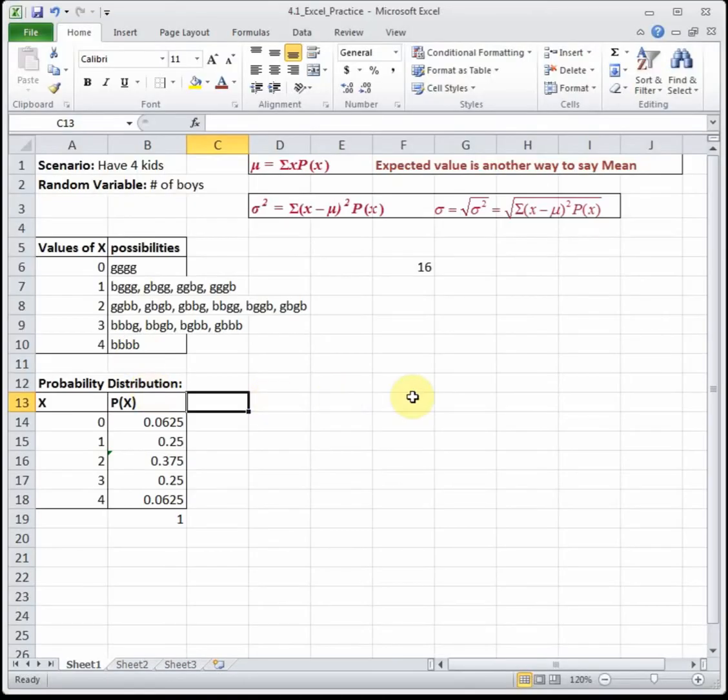Oh goodness, where'd my computer screen go? All right, there it is. I don't know if y'all saw my screen just went black, but it's back.